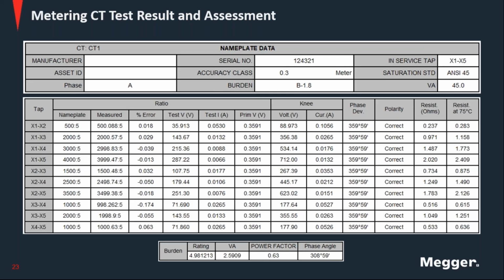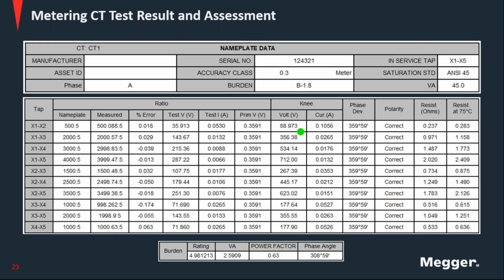So continuing with this, this is just information about the testing conditions, how this measured ratio was obtained, the voltage and the current that was circulating when running the test, and the induced voltage on the primary side. Then this is the knee point. This is integrating all the results.